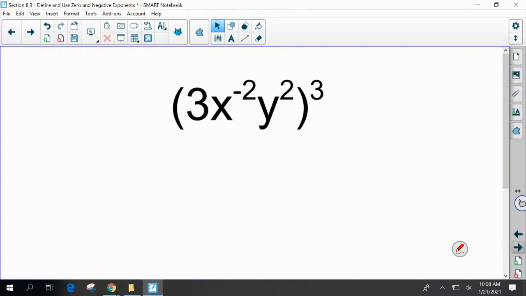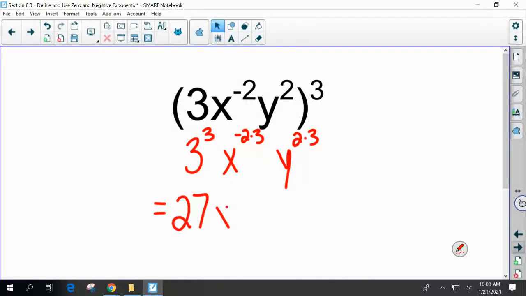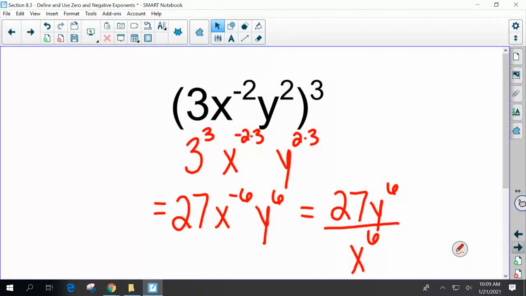Okay, so we're going to do the same thing here. We're going to distribute the third power. So 3 to the third, x to the negative 2 times 3, and y to the 2 times 3. So that would equal 3 to the third is 27. And then we would have x to the negative 6, y to the positive 6. So we have to do the same thing here. We have to drop x down into the denominator. And in the numerator, we would be left with 27y to the 6 over x to the 6.